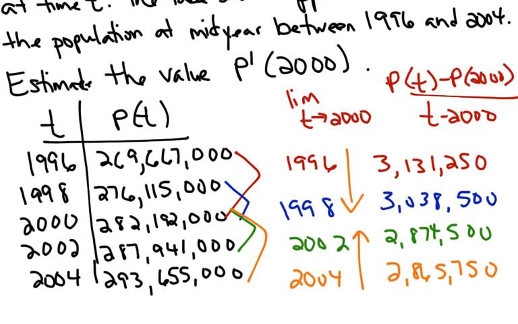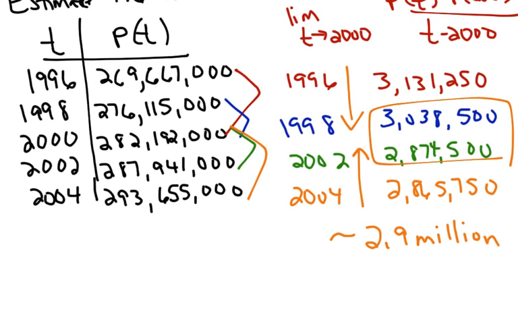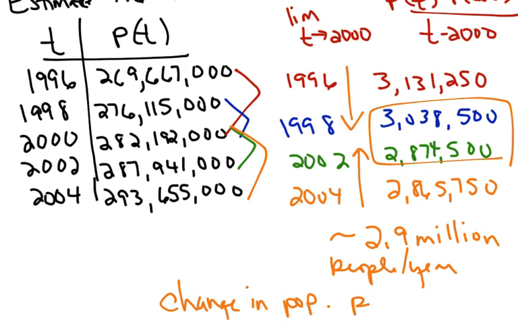The limit as we're approaching 2000: look at what's happening to the numbers as you go down towards 2000, up towards 2000. They seem to be approaching, maybe, what's halfway between 3 million and 2.8 million? Well, it's probably about 2.9 million. Or what you can do is average those two values, and you would find out that we are approaching about 2.9 million. And this answer is actually 2.9 million people per year. That's the change in population per year. And that's what we were finding with our instantaneous rate of change.